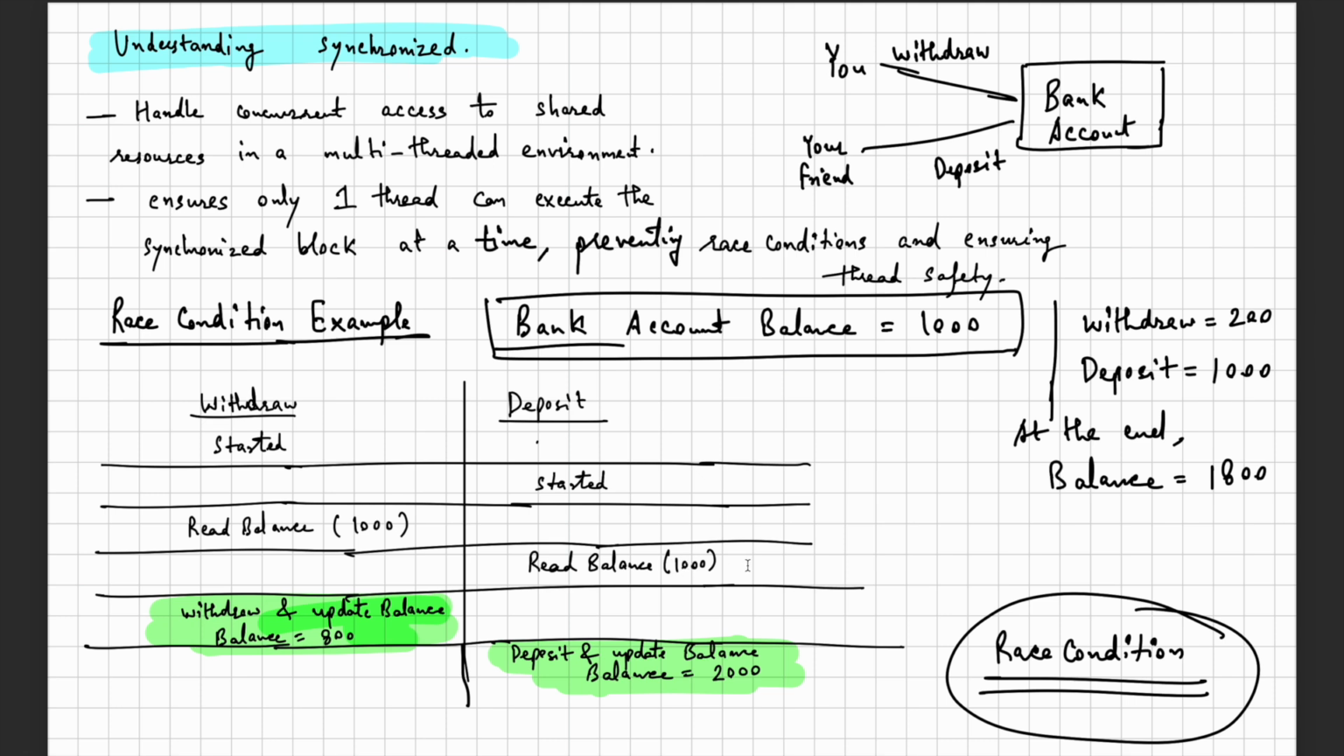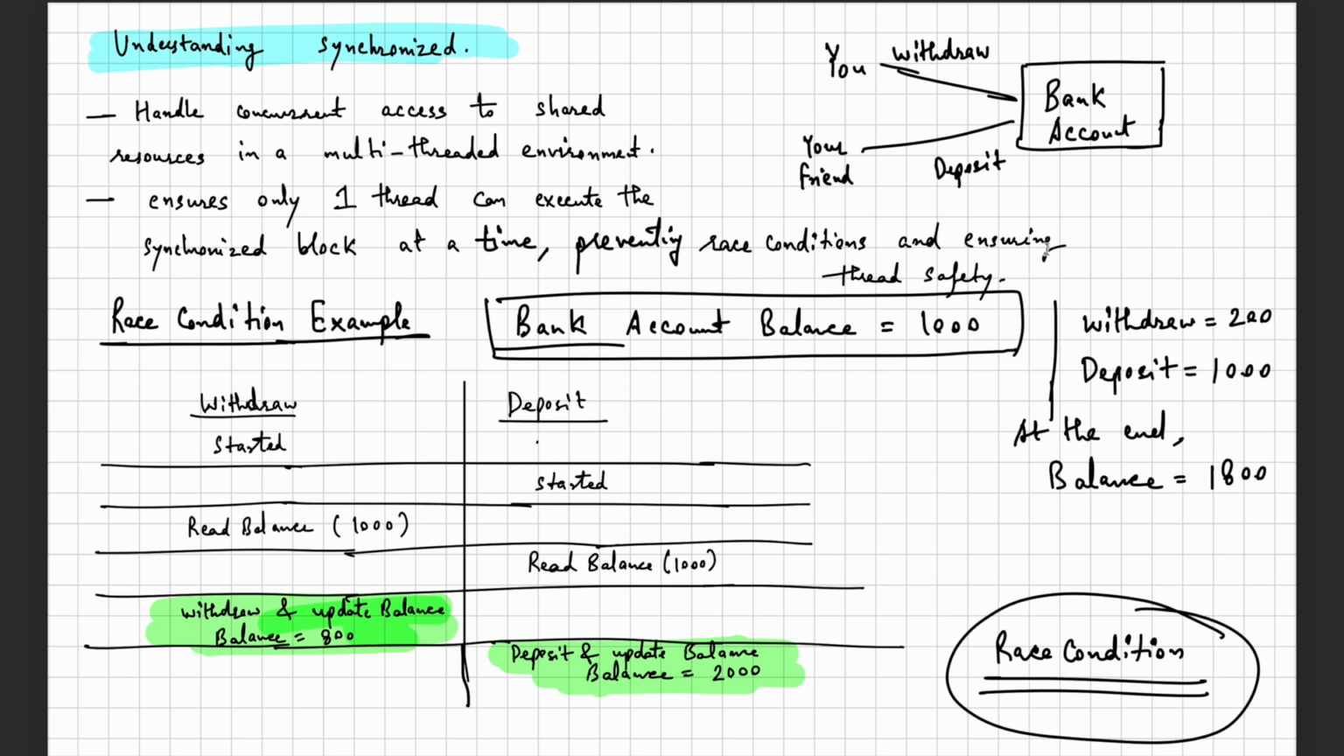Now once both are done, at some time the withdraw thread just withdraws the amount. What is the withdraw request? You want to withdraw 200 and your friend wants to deposit 1000. So what should be the end value of the balance after both operations? Your balance should actually be 1800, right? But let's see how it could lead to a race condition.